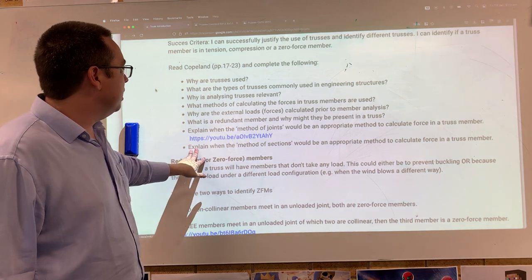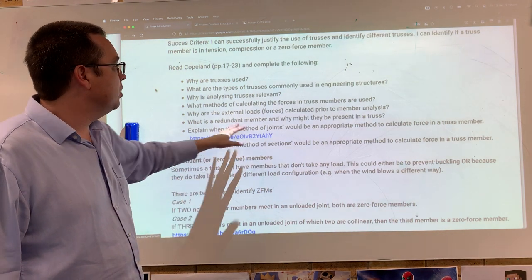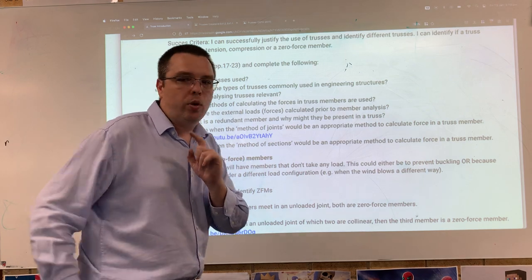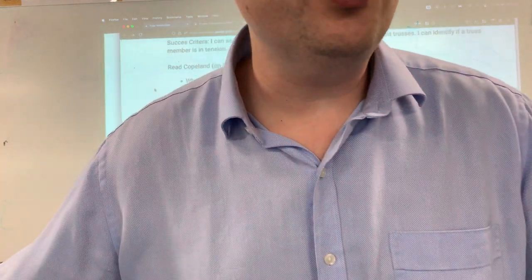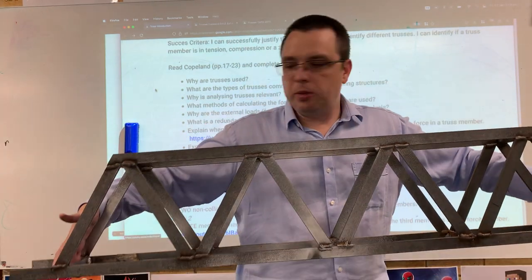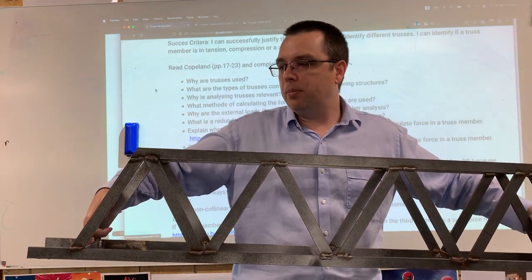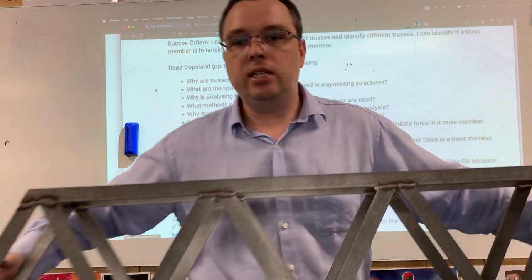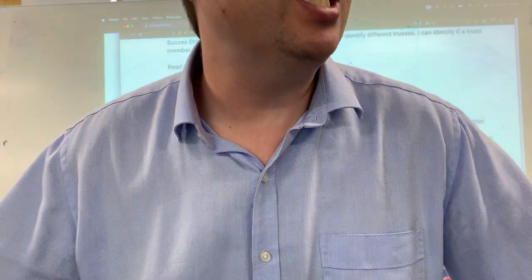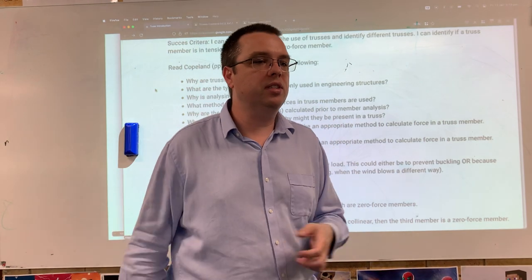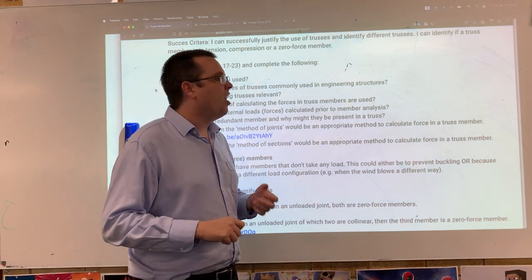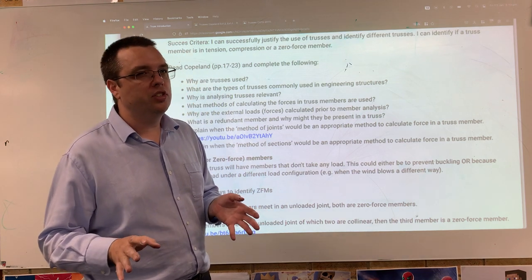Okay, explain when method of joints is useful. Method of joints is useful when we have two situations. When we're talking about something on a corner, so if the load is being applied, if we're talking about finding this member here, or this one here, and the force is being applied from the top, then it can be useful if we have a simple load condition to use method of joints. That's the first time. I would say that if it's just as fast to use method of sections, then you should use that.